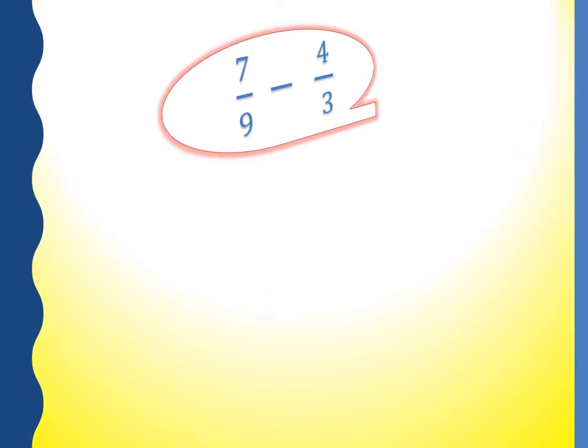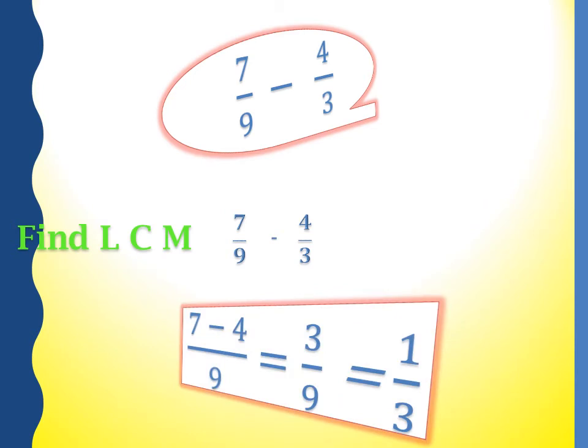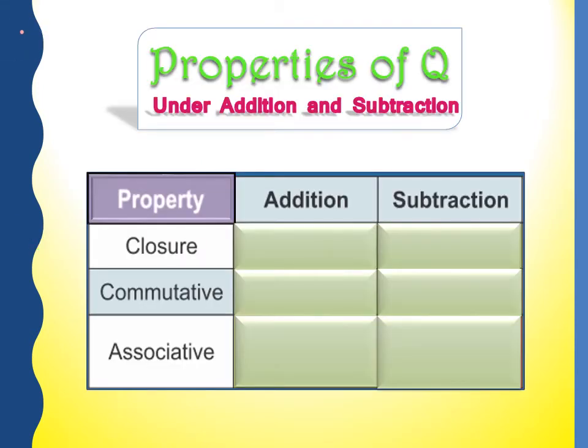In the same way, I can subtract any two rational numbers by getting a common denominator, finding the lowest common multiple, and finding the new numerators and subtracting simply. Now middle one, let's talk about the properties of rational numbers under addition and subtraction. Let's talk about the closure property.